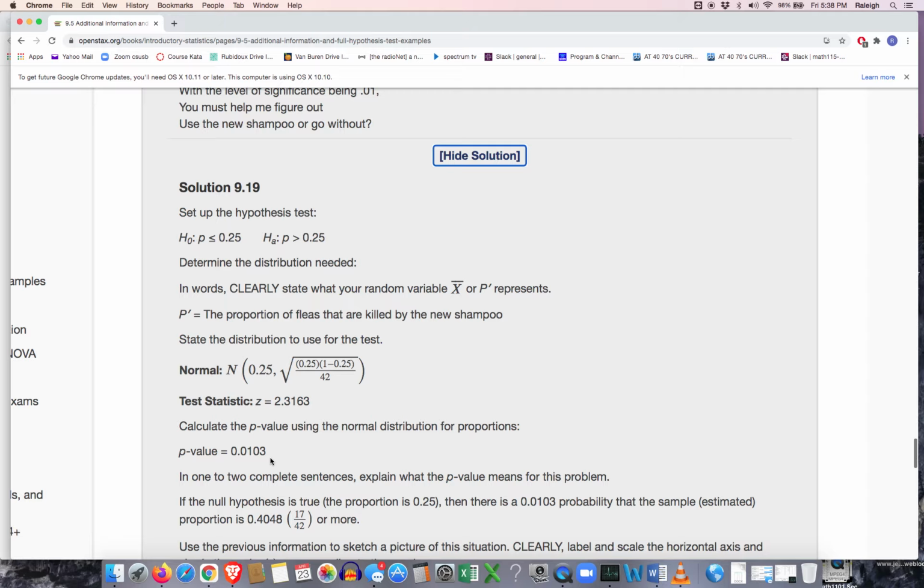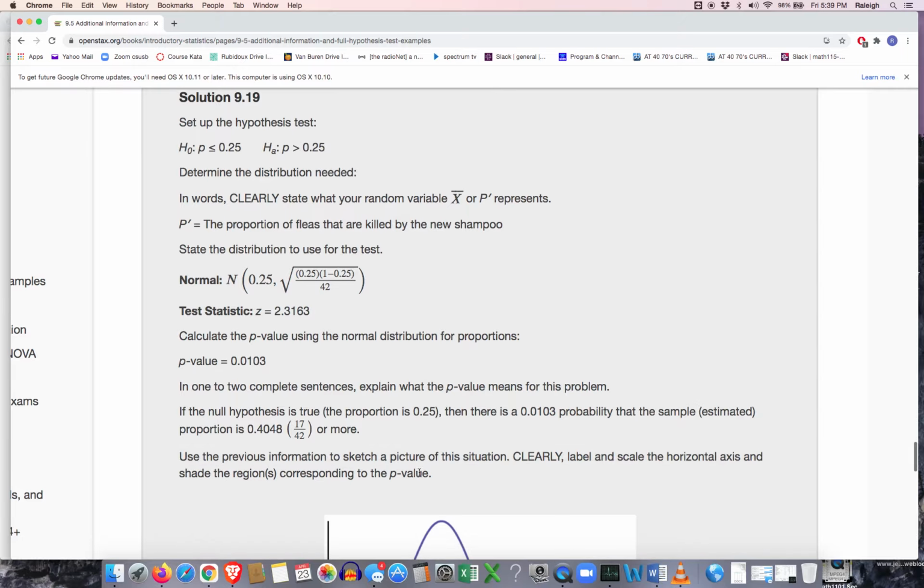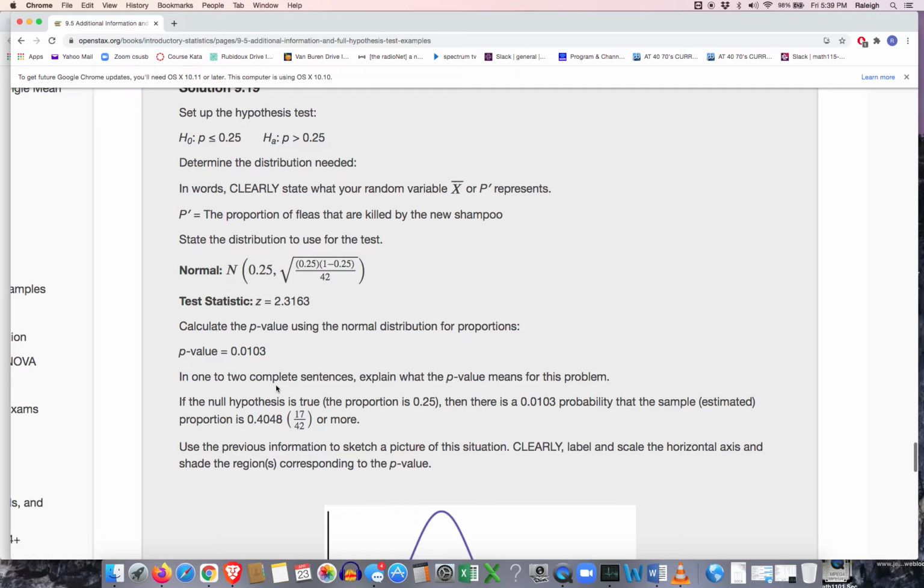But remember alpha? Alpha was 0.01. This is a different kind of an issue. So explain what the p-value means for this problem. So let's be careful about it. The numbers are pretty close. If the null hypothesis is true, and the proportion really is 0.25, then there's a 0.0103 probability that the estimated sample proportion is above the observed value.